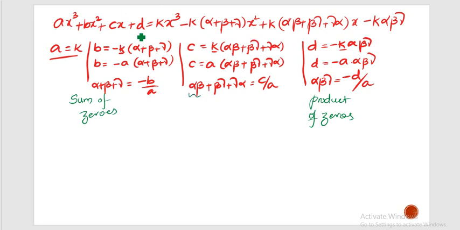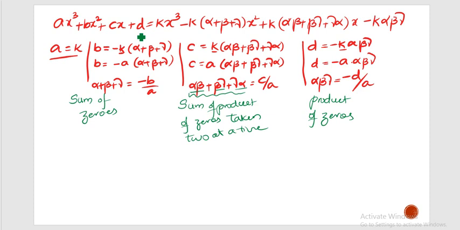Now what do we call this special condition? We can read this as sum of product of zeros taken 2 at a time. So this particular situation contains product as well as sum. So here, sum of product of zeros.